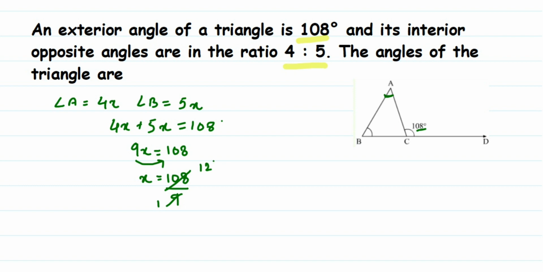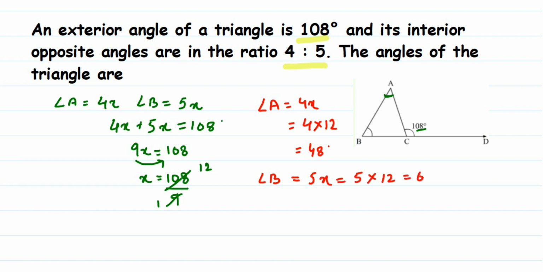Now we have to find angle A, angle B and angle C. From here we can write angle A will be equal to 4x, right? So it will be 4 into 12, which is equal to 48 degrees. And angle B is 5x. So 5x means 5 into 12, which is 60. We got two angles.